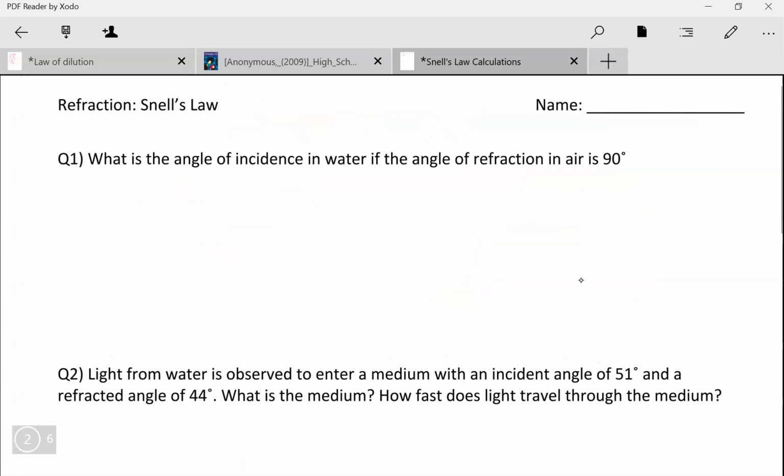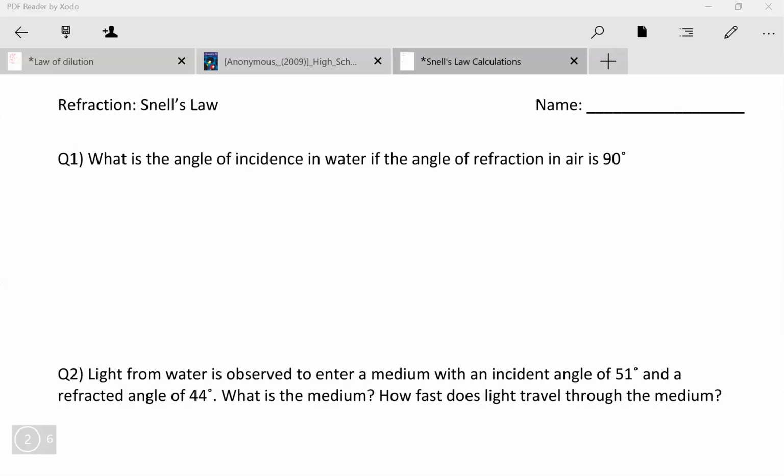We cannot do some of the questions yet, but we will be doing most of them, and so without further ado, we shall begin. What is the angle of incidence in water if the angle of refraction in air is 90 degrees? So again, for the first couple, we'll start by writing our givens. We have our incident medium is water, because it says angle of incidence in water. So our theta I is what we have to find, because it's asking what it is.